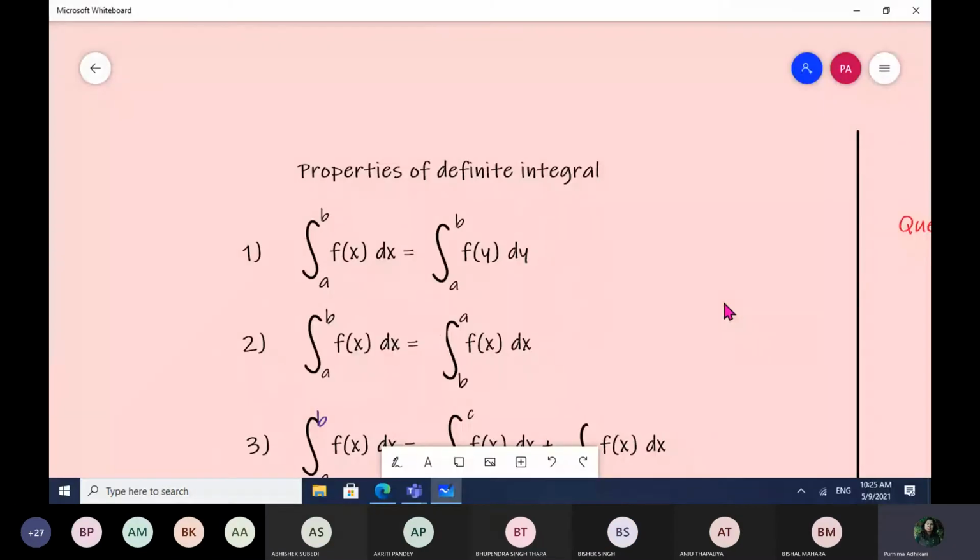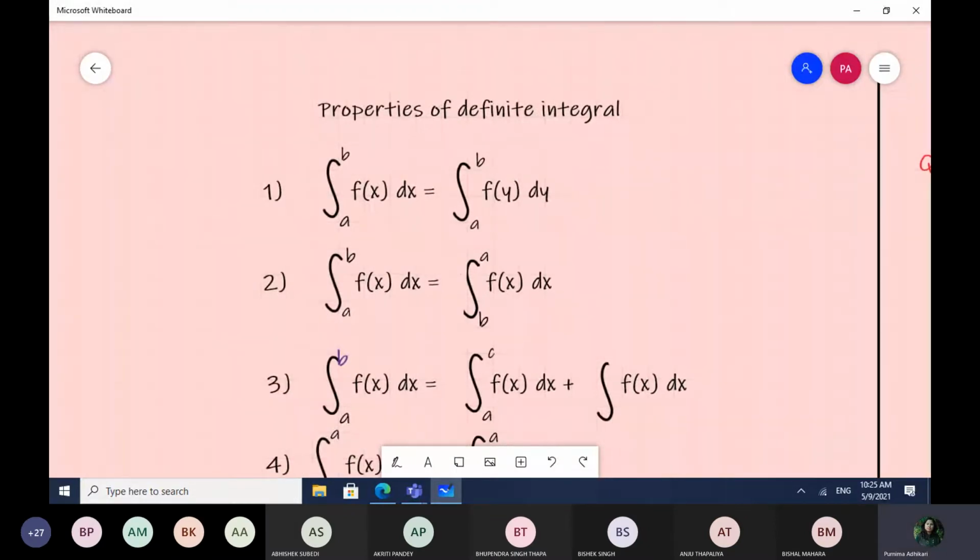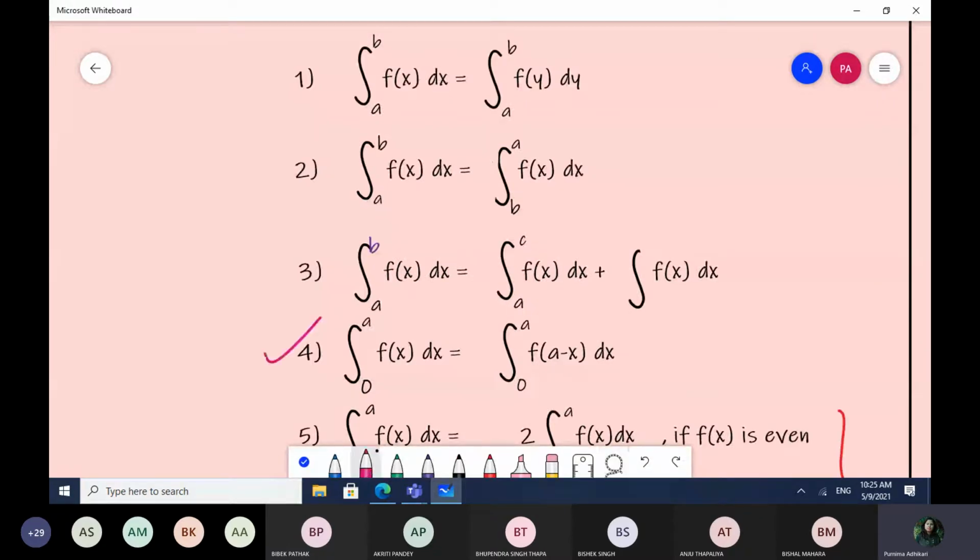Okay, so you all can see my screen. Yes, ma'am. Last time we have done few properties of definite integral. So how many properties have we done? 3 or 4? 4, ma'am. Can you tell me? Fourth. So we have completed this property also. This one.